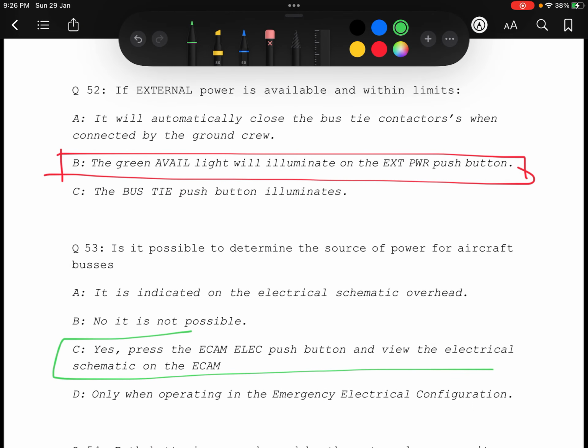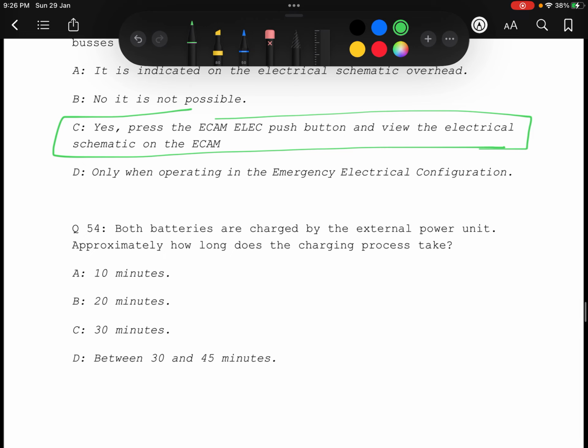Yes, by pressing the ECAM ELEC push button, you can view the electrical schematic on the ECAM. Both batteries are charged by the external power unit. Approximately how long does the charging process take? It's a very good question. Generally it takes 20 minutes, but it depends on how much the batteries have been discharged, right?